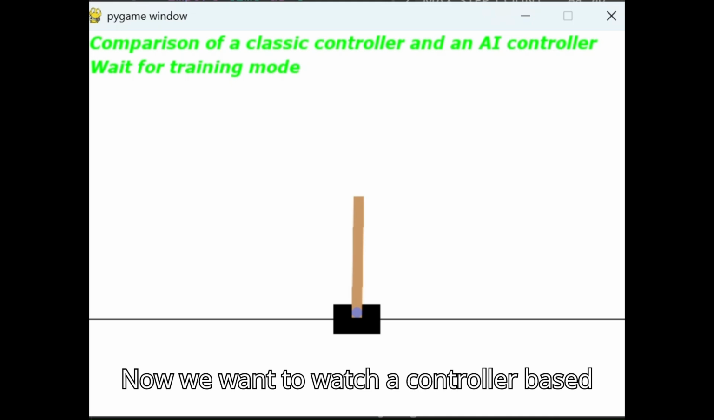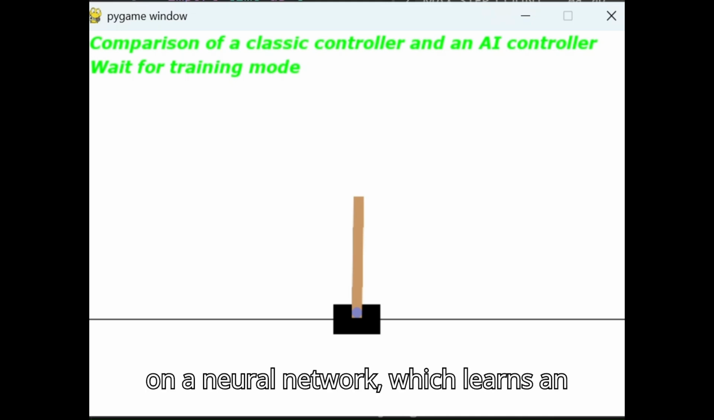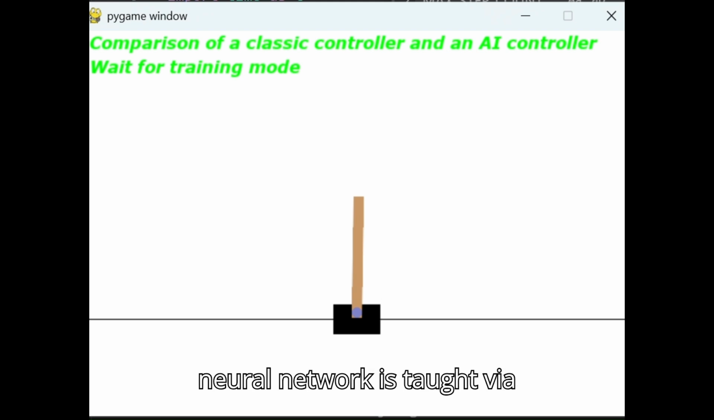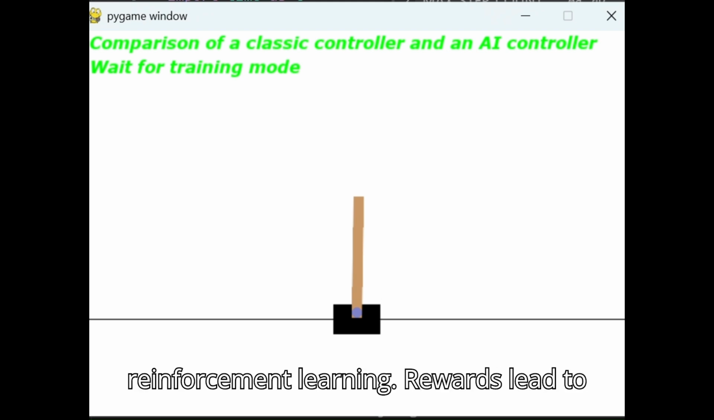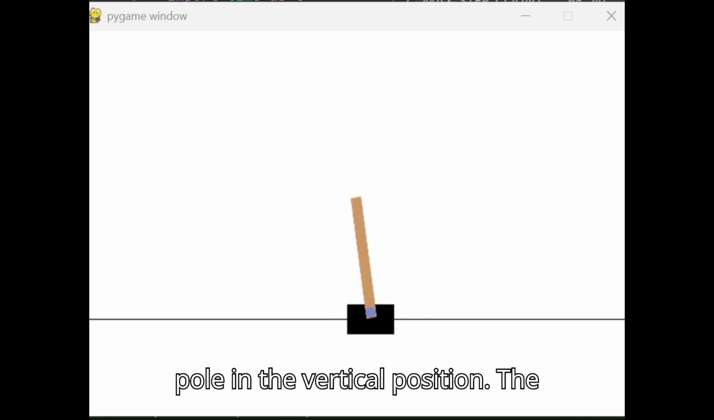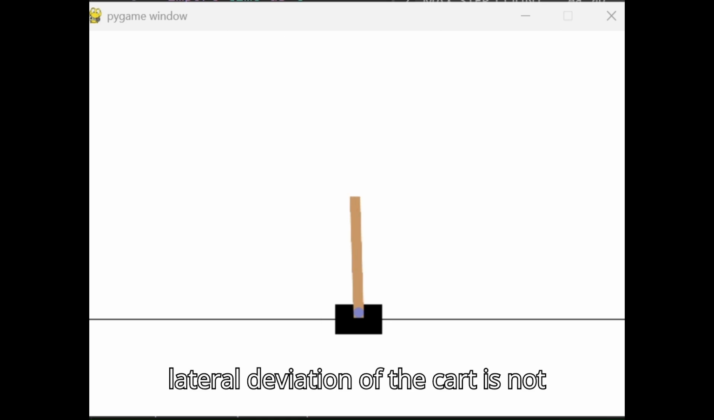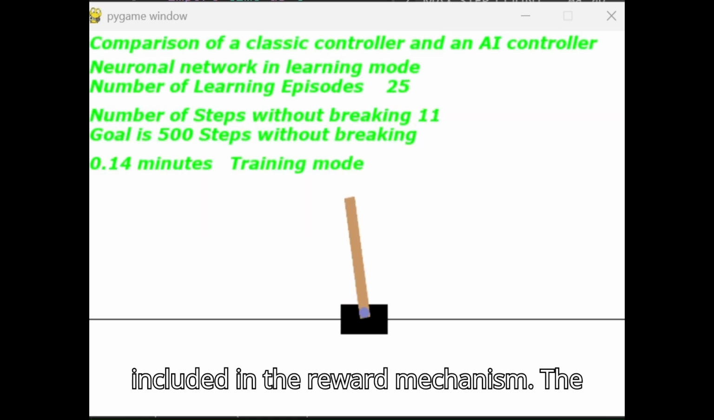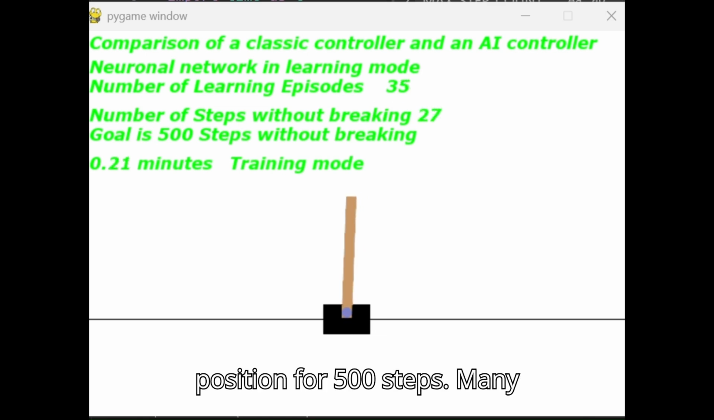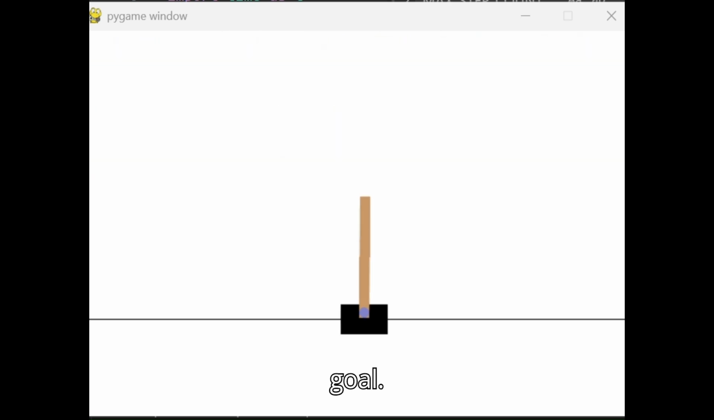Now we want to watch a controller based on a neural network, which learns an optimal solution on its own. Here, the neural network is taught via reinforcement learning. Rewards lead to the neural network learning to keep the pole in the vertical position. The lateral deviation of the cart is not included in the reward mechanism. The goal is to hold the pole in a vertical position for 500 steps. Many attempts are necessary to achieve this goal.